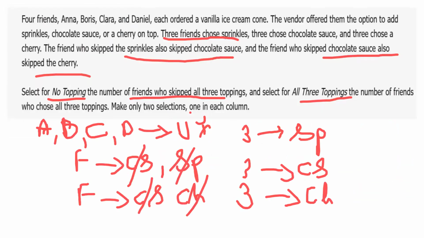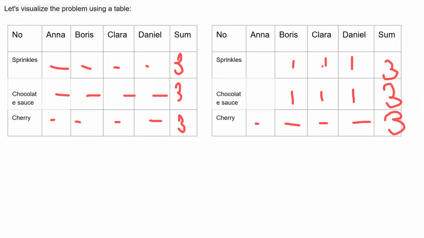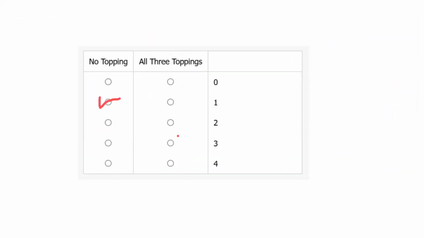And coming to the next one, select for all three toppings the number of friends who chose all three toppings. Who chose all three toppings? It's Boris, Clara, and Daniel. And totally, they are three people. So this is the answer. So this is how you approach a data insight question. Thank you.